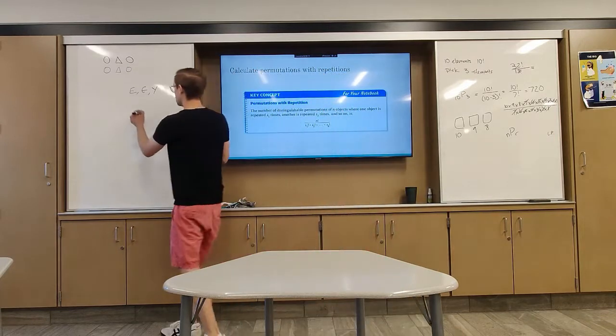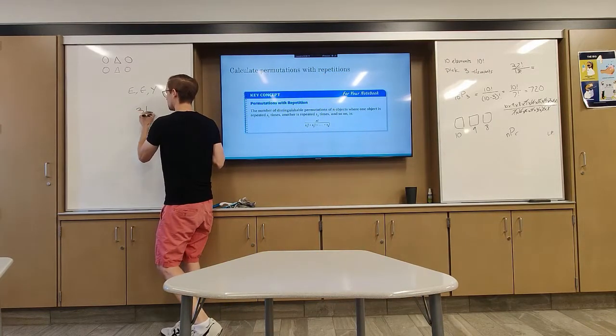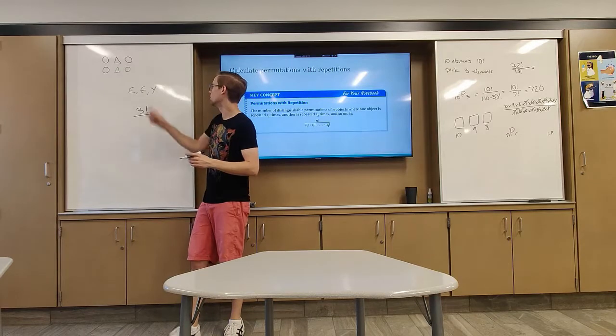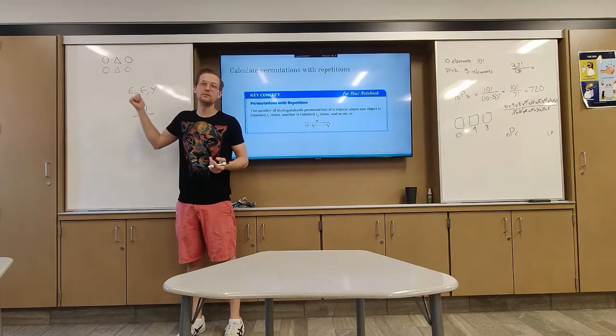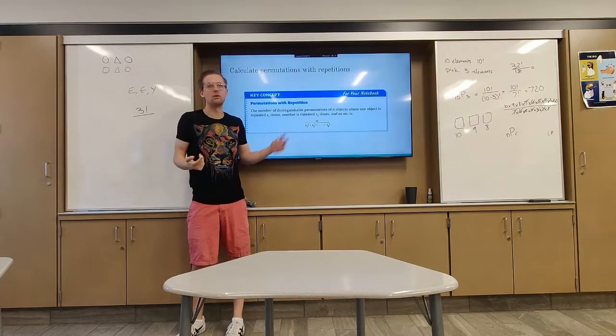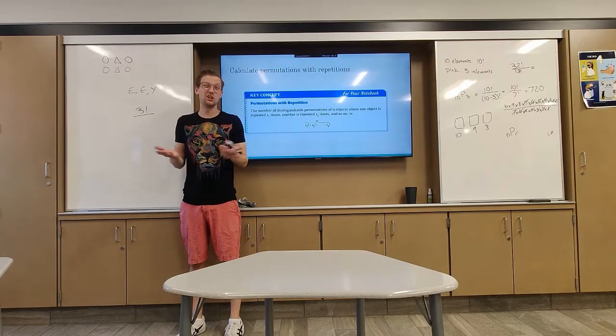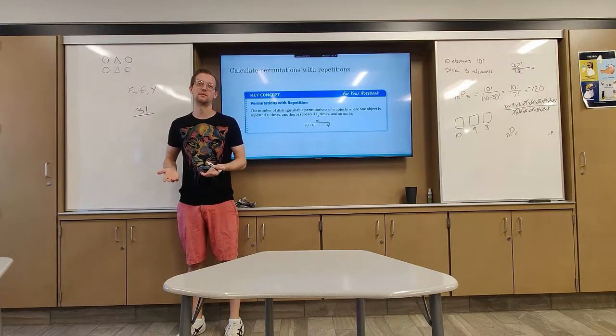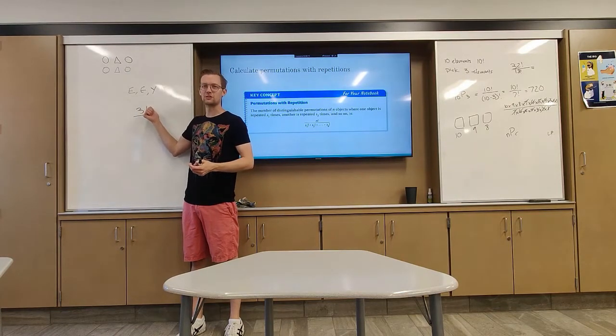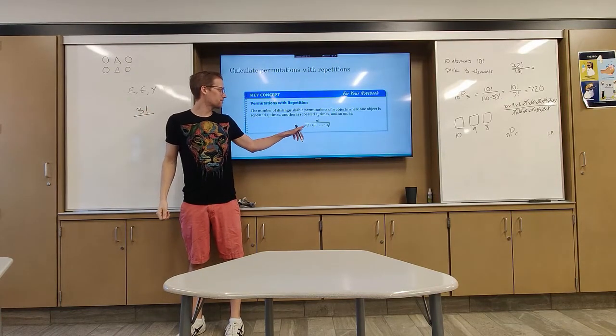So you don't have to put the Y on the denominator. Why? Because how many times is Y repeated? Once, and it would be 1 factorial, which is the same thing as dividing by 1. You could in theory, but you don't have to do it. It doesn't do anything. So it would be 3 factorial divided by S1, where S1 is the number of times one object is repeated.